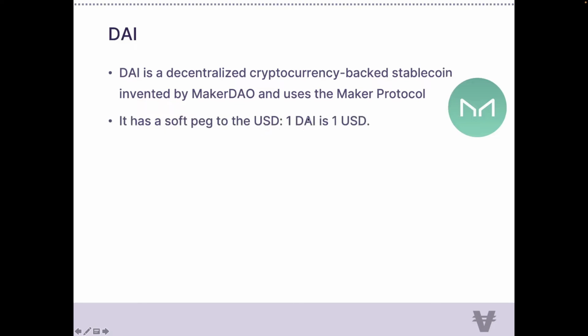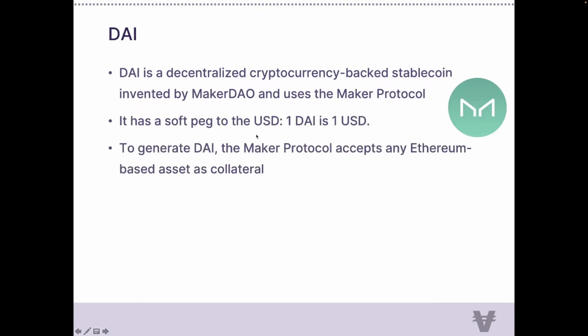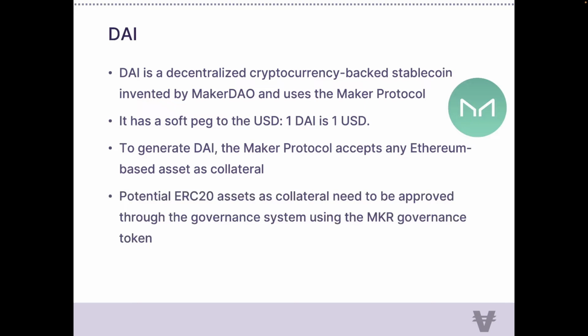So one DAI is worth $1, and to generate DAI, the Maker protocol accepts any Ethereum-based asset as collateral. At first, it was mainly Ether, but now through their governance system using the MKR governance token, potential ERC20 assets can be voted for to also be used as collateral in the Maker protocol.